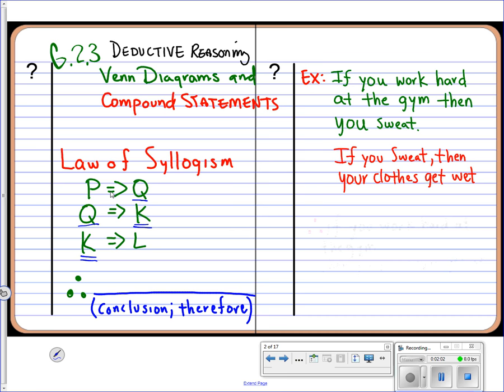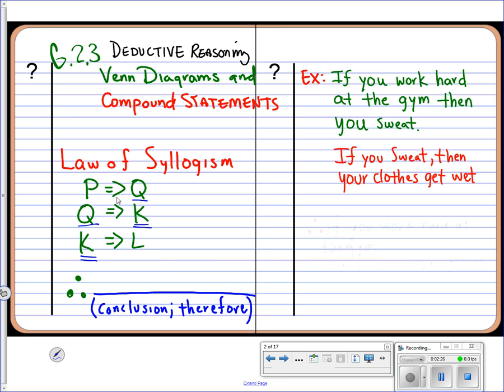If for some reason you have to move the statements around to get them to hook together this way, then that's what you do. Okay? So I just happen to notice that this series of conditional statements line up. As I said, the conclusion matches the hypothesis, and it's like a train hooking up this way. Then I can use this thing called the law of syllogism.